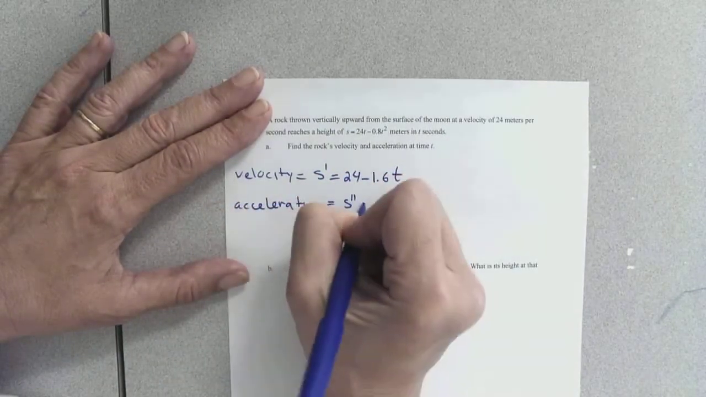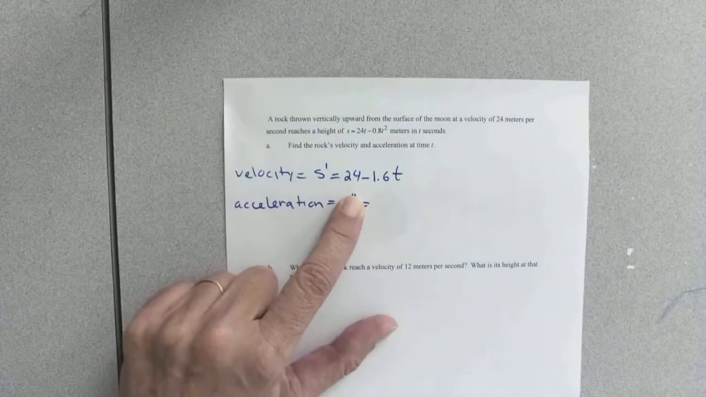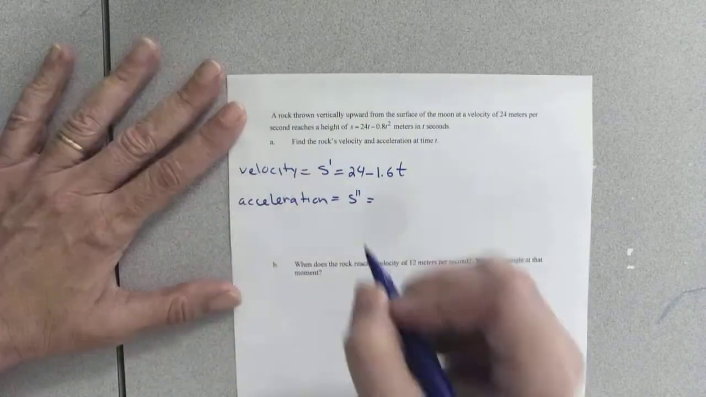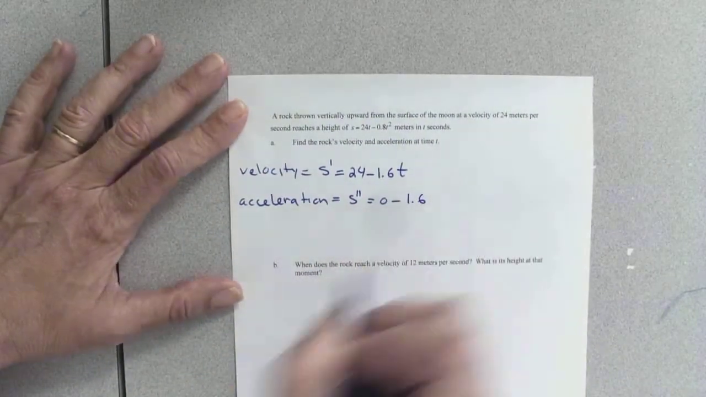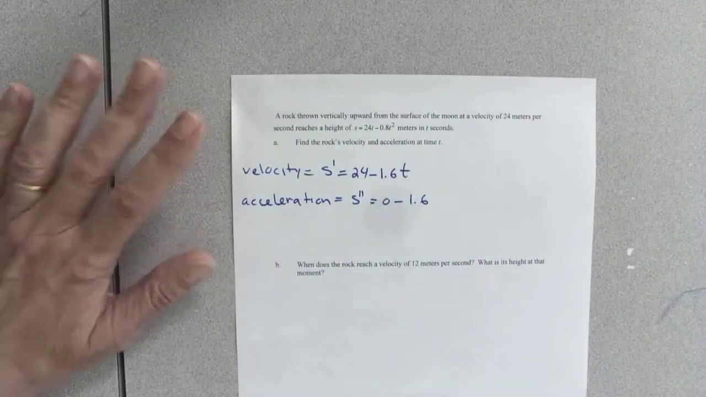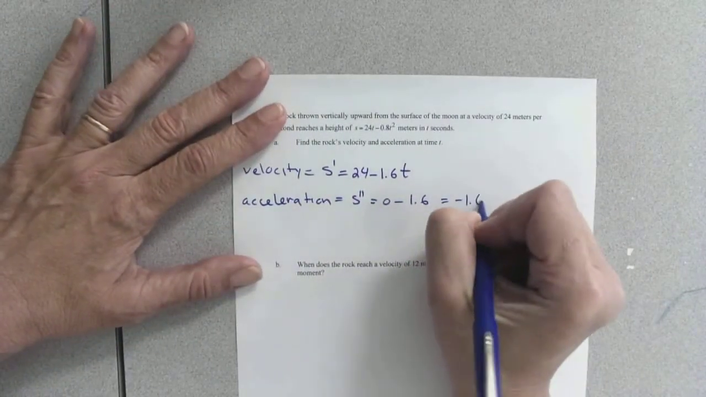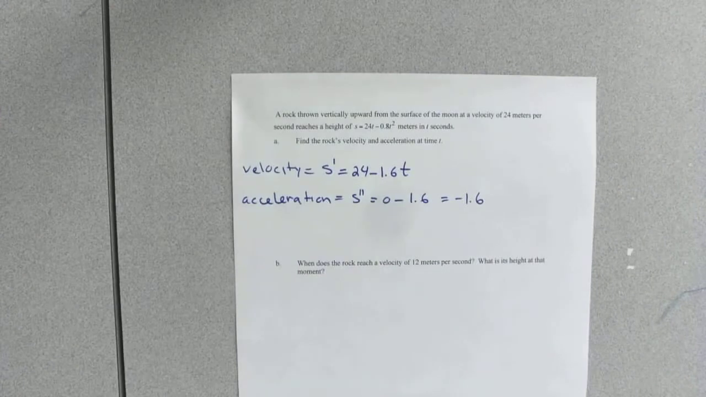Acceleration is my second derivative. So I take the second derivative there. The derivative of 24 is 0. The derivative of negative 1.6t would be negative 1.6. So my acceleration here is a constant, negative 1.6.